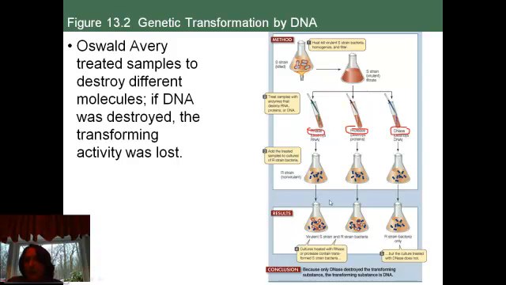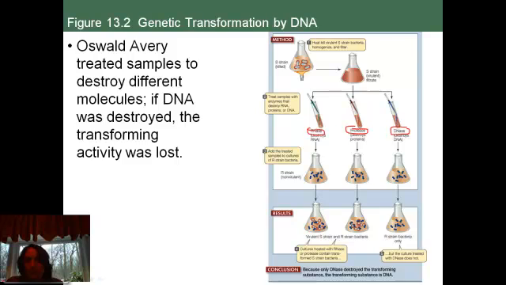These two tubes did not prevent the transformation, so RNA was not the transforming factor. Proteins were not the transforming factor. However, DNA, when that was destroyed, transformation did not occur, so it was the transforming factor.